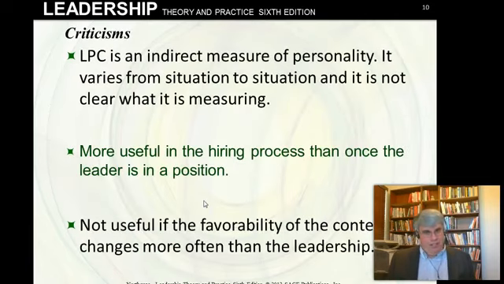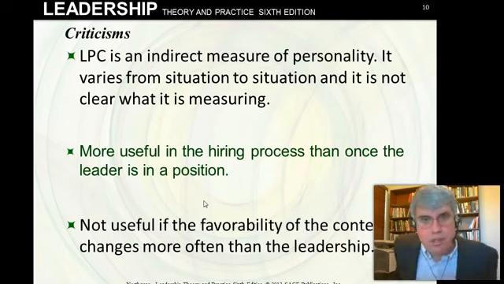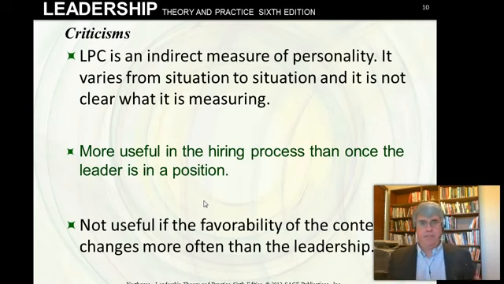Now, there are a lot of criticisms of this model also. The LPC, the least preferred coworker scale, is an indirect measure of personality. They're asking you to describe your least preferred coworker, so you're actually describing somebody else rather than yourself. What this means is we don't really know what it measures. We know that it effectively predicts what type of situation you'll be in, and we think that it measures how motivated you are to have healthy relationships or how motivated you are to focus on the task, which one is your priority, but we're not actually sure.